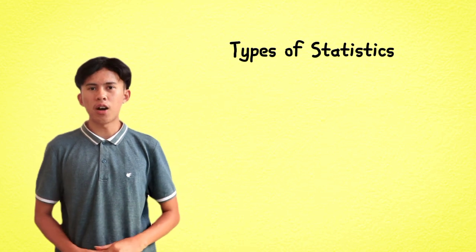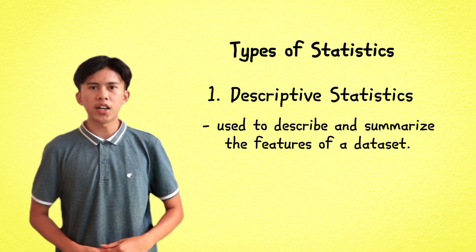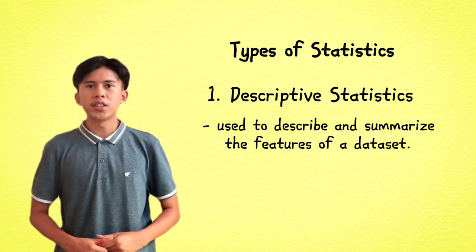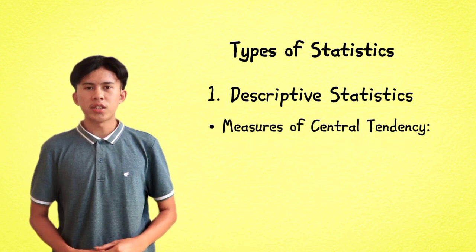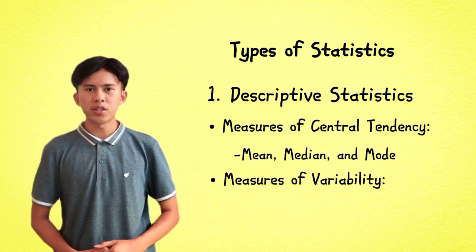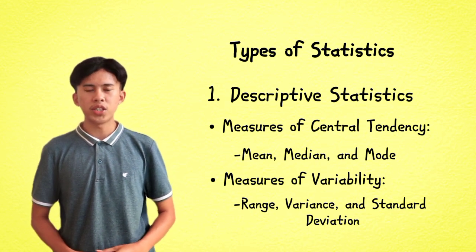There are two types of statistics. First is descriptive statistics. These are used to describe and summarize the features of the dataset. Descriptive statistics includes the measures of central tendency like mean, median, and mode, and measures of variability like range, variance, and standard deviation.